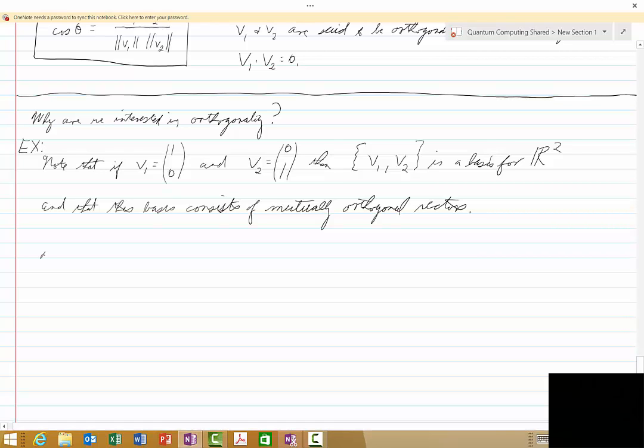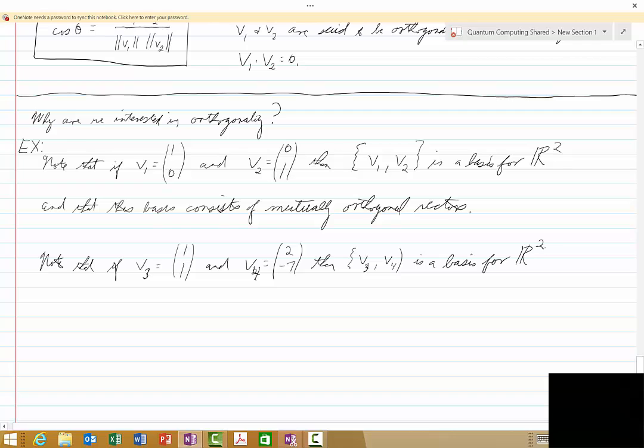So let's come up with another basis. Note that if V1 equals 1, 1, and V2 equals 2, negative 7, then let me call these V3 and V4. So that's V3 and V4. Then V3, V4 is a basis for R2, and this basis consists of vectors that are not orthogonal to each other.